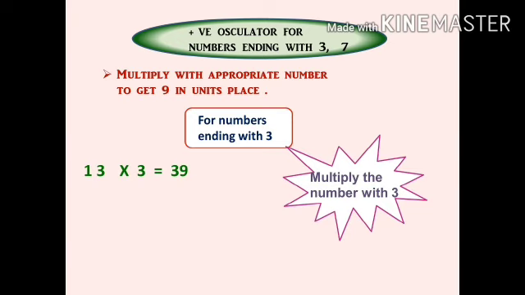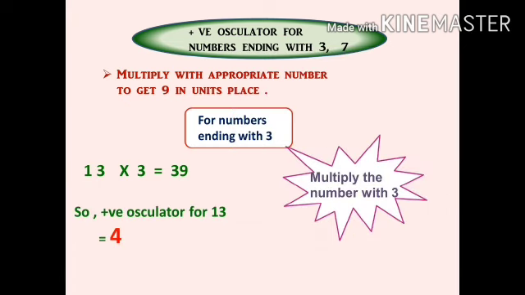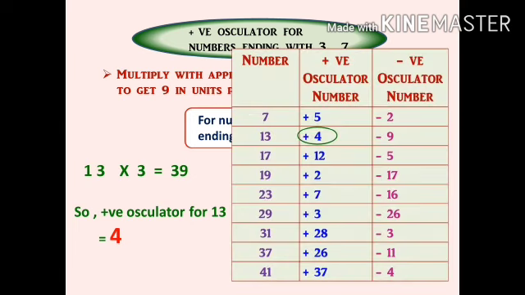39. So once we get 39, finding oscillator number is very easy. We know positive oscillator number for 39 is plus 4. Just now we have seen in tip 3. So now oscillator number for 13 will also be 4 only. So let's check once whether the oscillator number for 13 is plus 4 or not. In this tabular column we have oscillator number for 13 is plus 4 only. So our answer is correct.